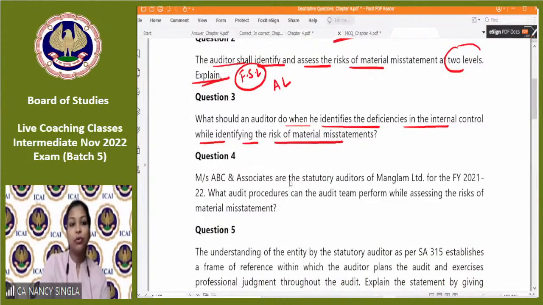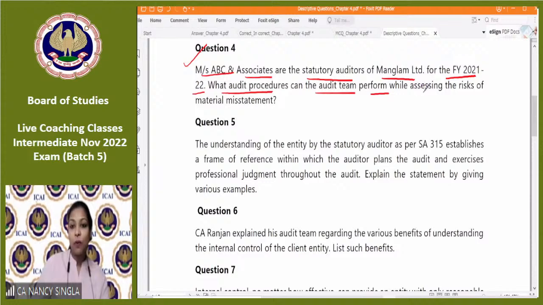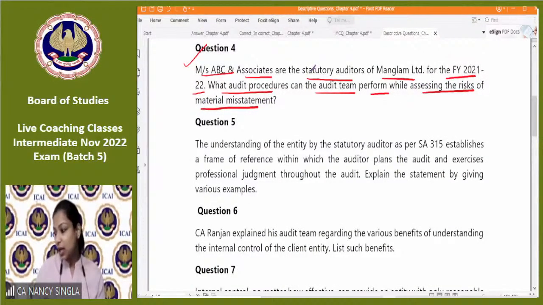So question number 4. Messrs. ABC and Associates are the statutory auditors of Mangalam Limited for the financial year 21-22. What audit procedures can the auditor perform while assessing the risk of material misstatement? So what is it asking?